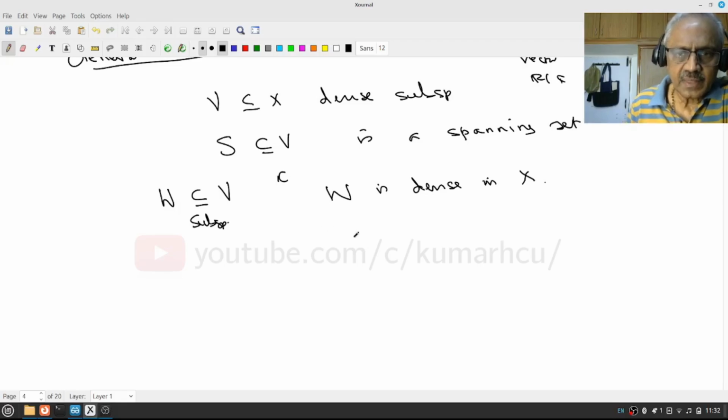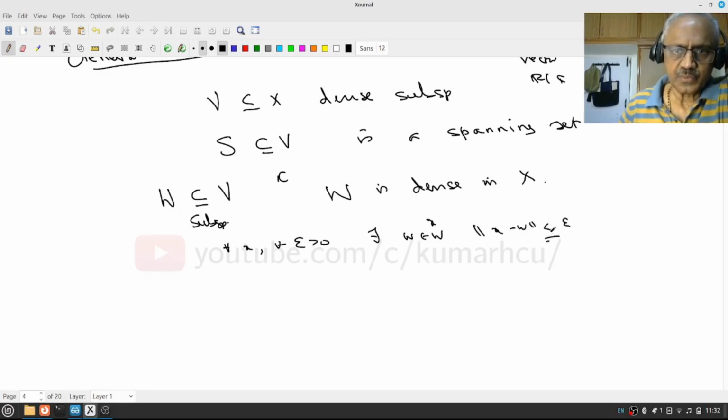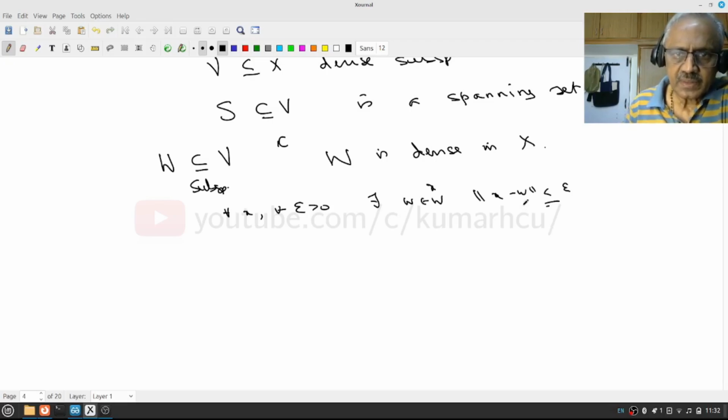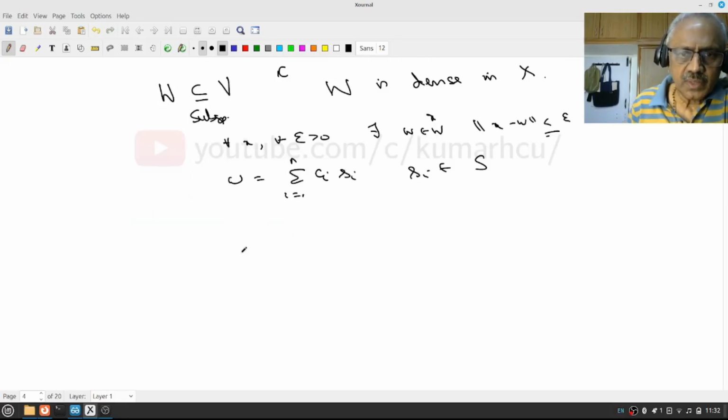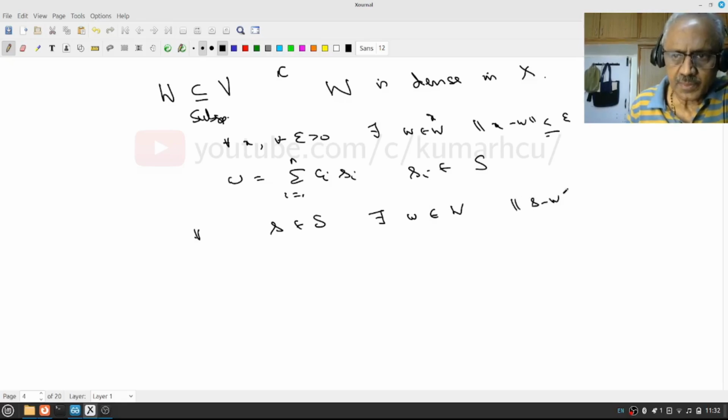So what does that mean? Given any x and any epsilon, there exists an element w in W so that the norm of x minus w is less than epsilon. This is what I want to prove, right? What I want to claim is this w is going to be a finite linear combination, let us say the sum of c_i s_i, i equal to 1 to n, where the s_i are in S and the c_i are scalars. So if I can find, for each s in S, a w in W so that the norm of s minus w is, let us say, epsilon by n, or epsilon by m, where m is the max of the modulus of c_i.